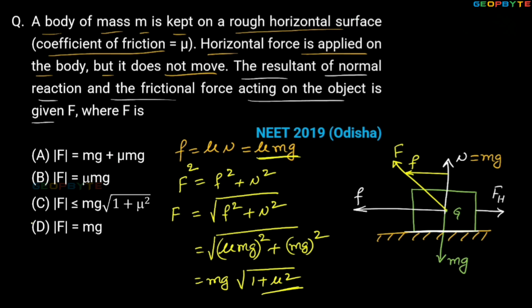Look at option C. Option C: force is less than or equal to mg root over 1 plus mu squared. Right? That means this must be the horizontal force required. Similarly, shall I take the next question?